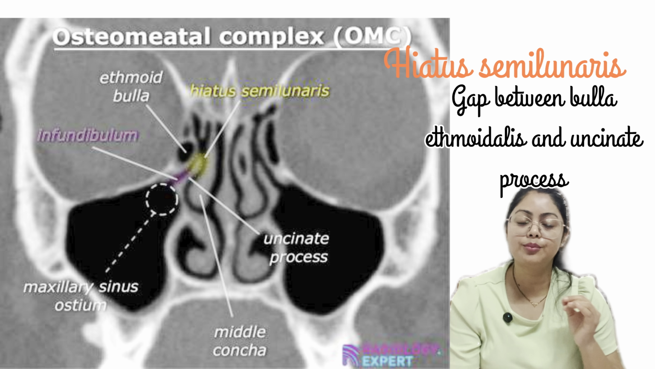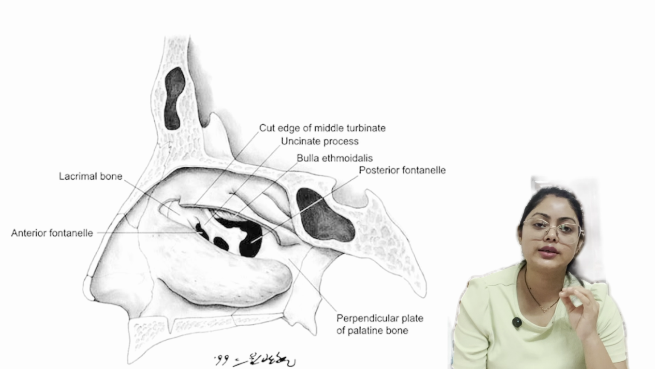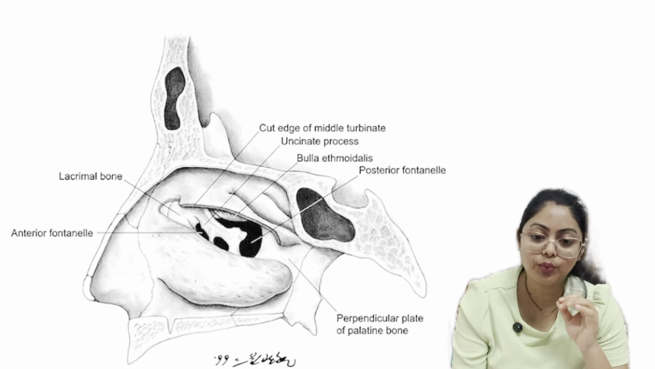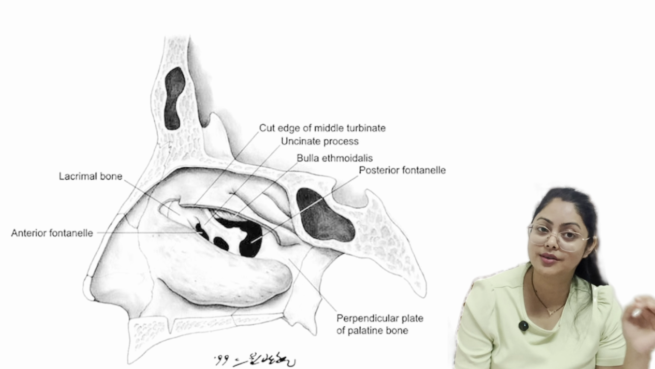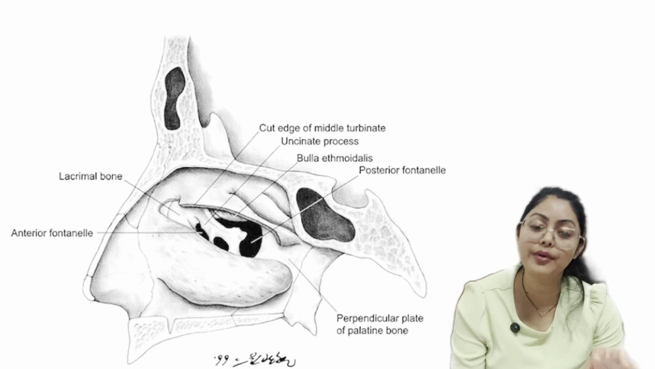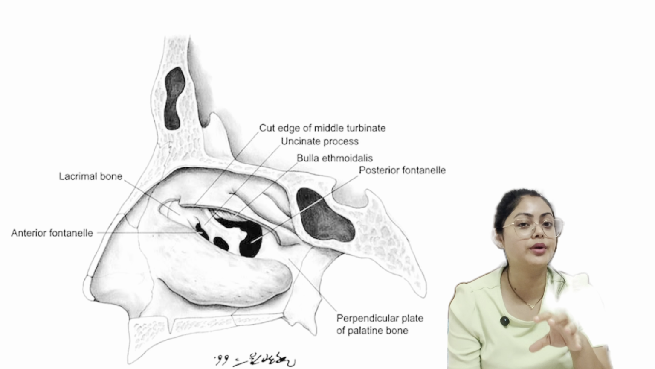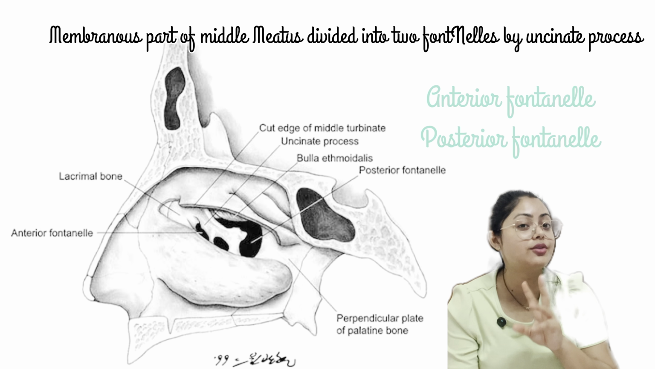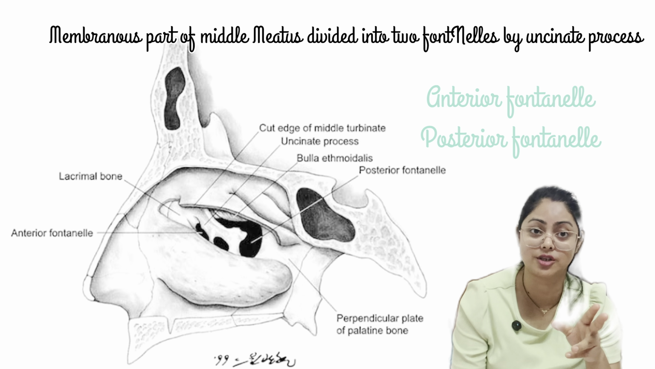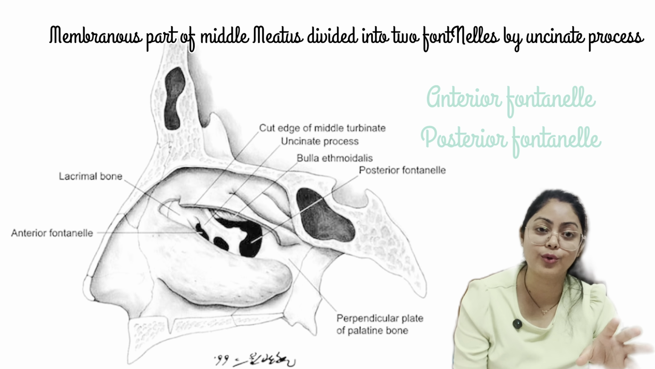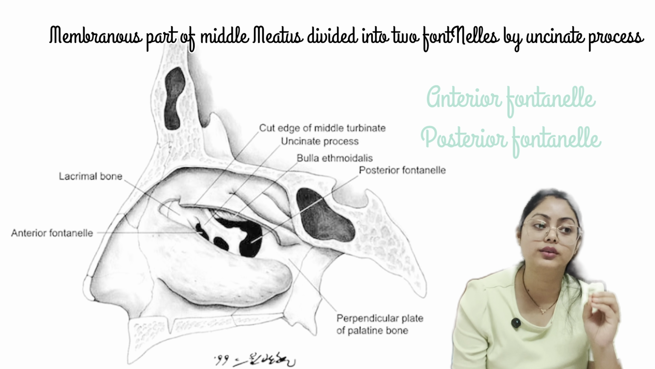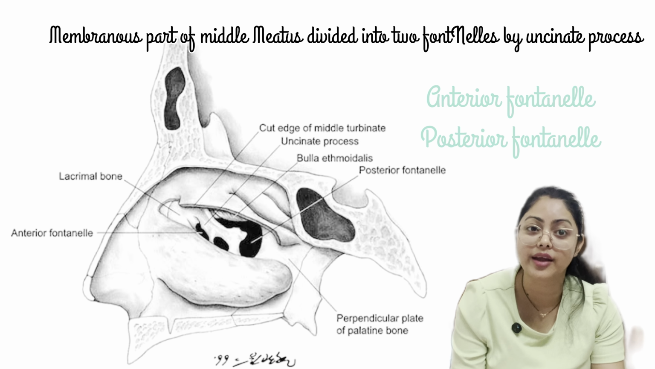The anterior-inferior border of the uncinate process is attached to the lateral wall, while the posterior-inferior border of the uncinate process is attached to the inferior turbinate, hence dividing the membranous part of the lower part of the middle meatus into two fontanelles, and these are known as the anterior and the posterior fontanelle. Now we need to know that these fontanelles are devoid of bone and are membranous, and perforation of this membranous part results in entry into the maxillary sinus.